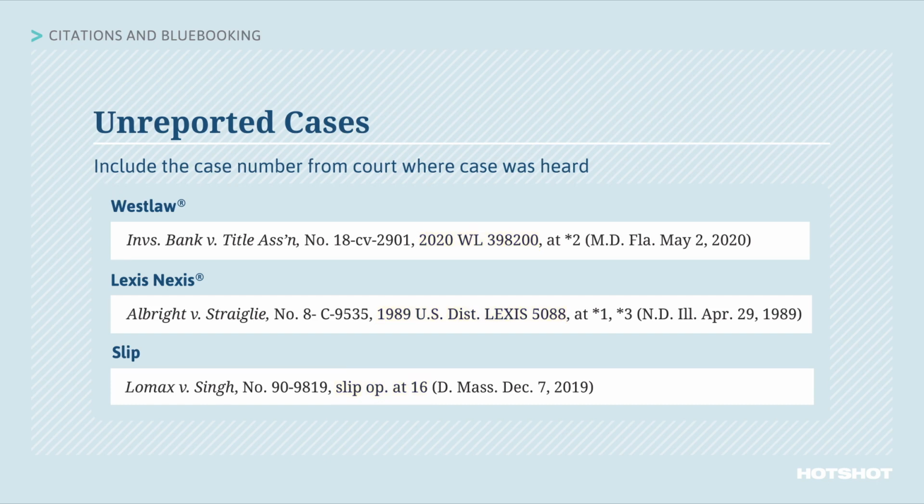For Westlaw and Lexis cites, since the pin cite comes right after a number, you put a comma before the pin cite. And the Westlaw or Lexis page number has an asterisk before it. Finally, you need the month and day of the decision, not just the year. The months are abbreviated according to table T12.